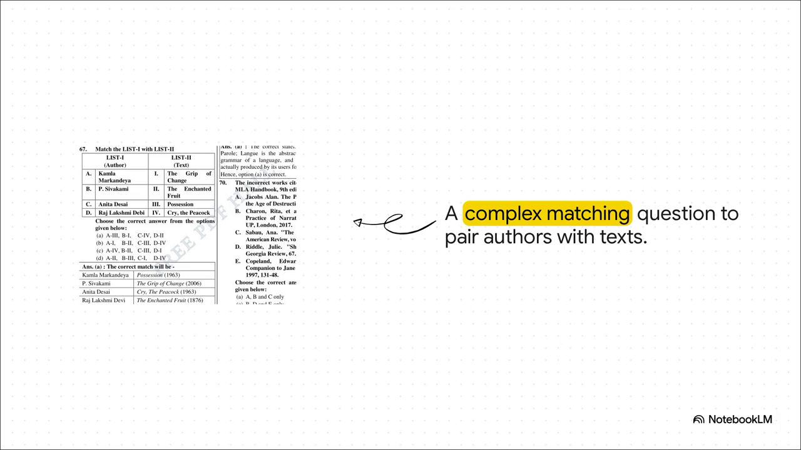You're looking at a List 1 with names like Kamala Markandaya and a List 2 with texts like The Grip of Change, and it's all jumbled up with Roman numerals and alphabetical codes.